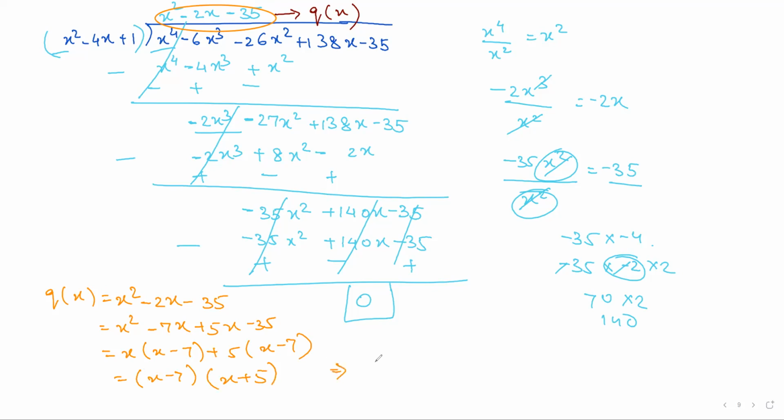So equating them with 0, x minus 7 is equal to 0 will give you x is equal to 7, and x plus 5 is equal to 0 will give you x is equal to minus 5. So these are your values. X is equal to 7 and x is equal to minus 5, the required zeros.